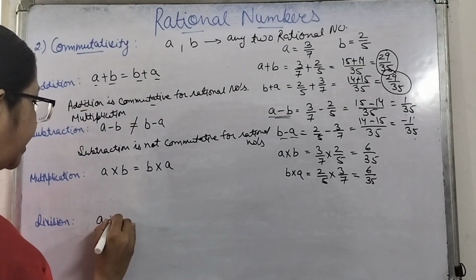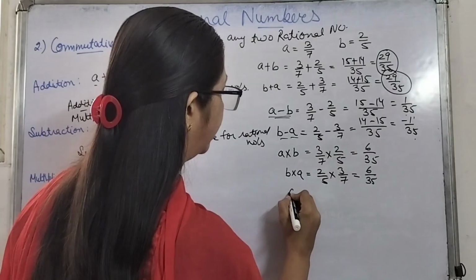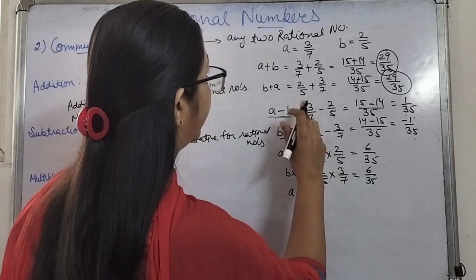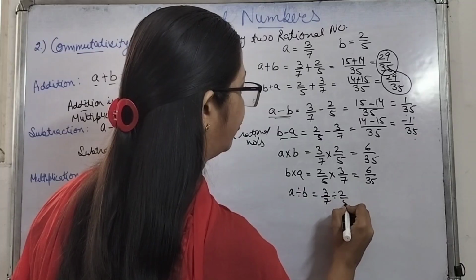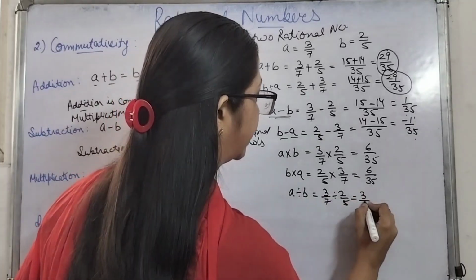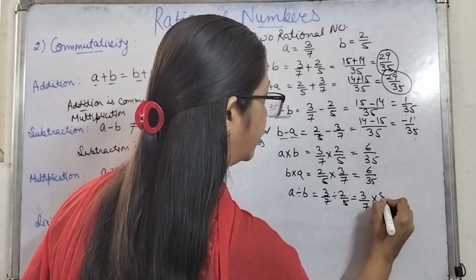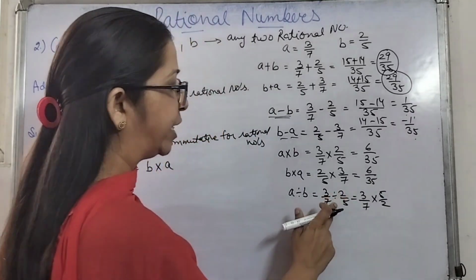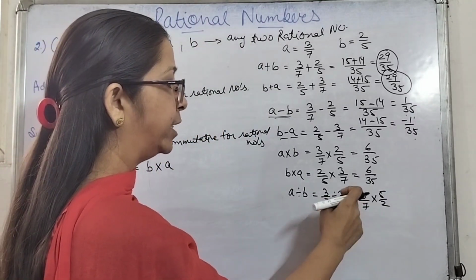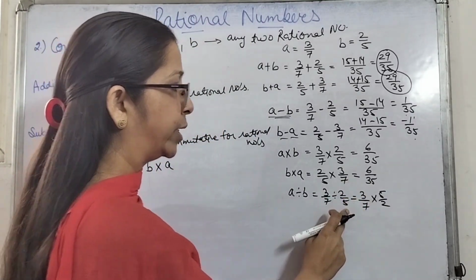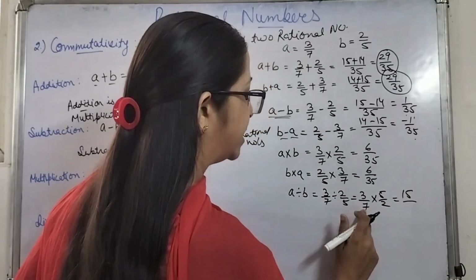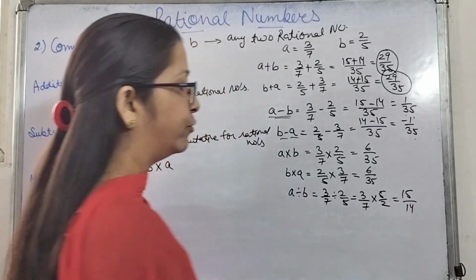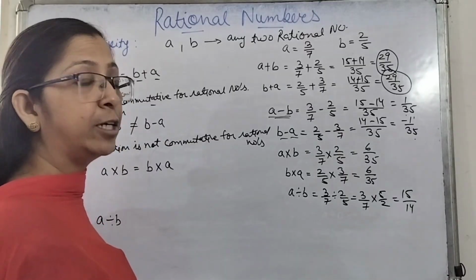First of all, we are writing a divided by b. We are checking for a divided by b. A is 3 upon 7 divided by 2 upon 5. So it could be written as 3 upon 7 multiplied by 5 upon 2. When we change the division sign to a multiplication sign, the divisor is going to reciprocate. So it will become 5 threes are 15 divided by 7 twos are 14. 15 upon 14 is the value of a divided by b.